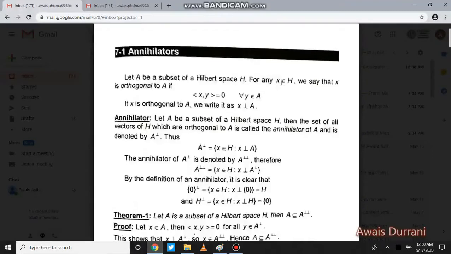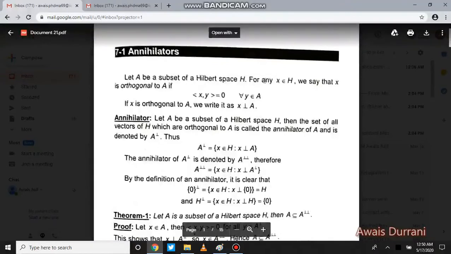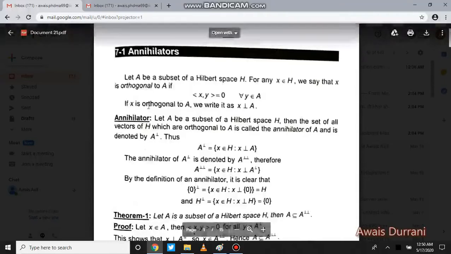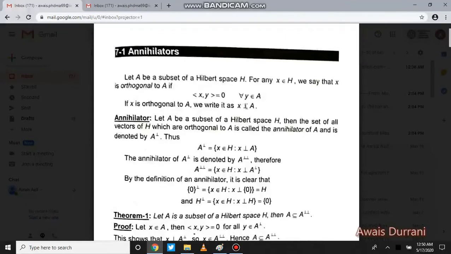Previously we studied the orthogonality between two elements, but here we are studying the orthogonality of an element towards a set. x is an element of the bigger set H, the inner product space H, and we say that this x is orthogonal to the whole set A if and only if the inner product of this x with all the elements of A is equal to 0. Then we say that this element is orthogonal to the whole set. So this was the definition of an element that is orthogonal to a subset A of H.